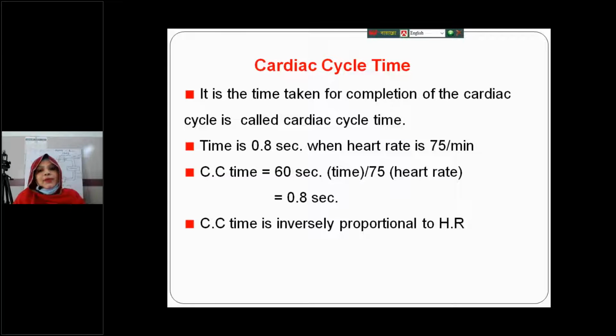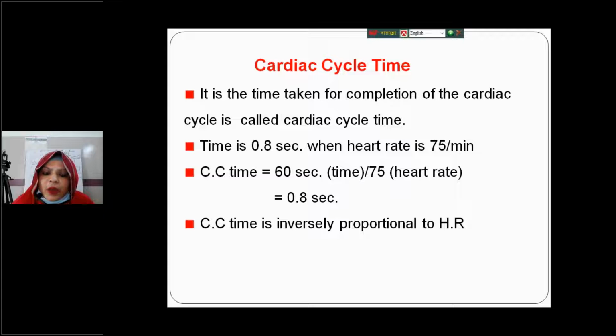And this time is always 0.8 second when heart rate is 75 beats per minute. Of course, you have to complete this whole sentence: when heart rate is 75 beats per minute, cardiac cycle time is 0.8 second. Always we calculate this equation: time divided by heart rate, that is 60 seconds, 1 minute, divided by 75 beats per minute, that is 0.8 second.